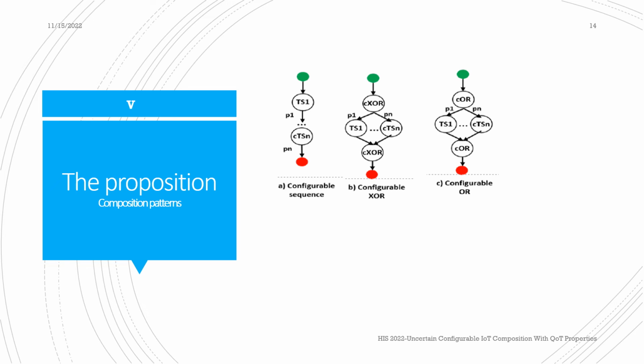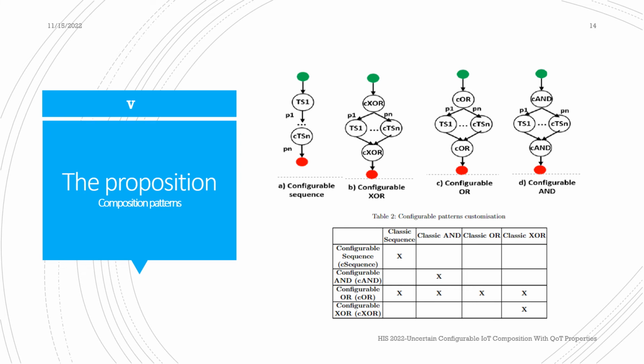For the configurable OR, it consists of a sequence with n possibilities and three possible connectors: OR, AND, and XOR. For the configurable AND, it could be configured to AND. The AND connector consists of two or more parallel branches in the case of a relationship or service block. Here we depict the possible customization of these configurable patterns.